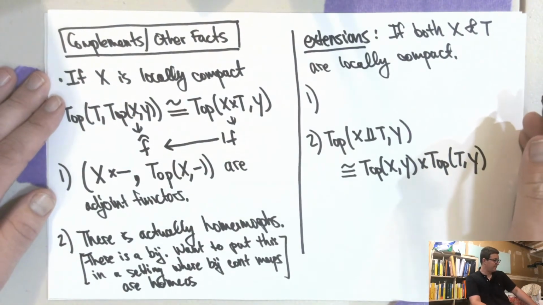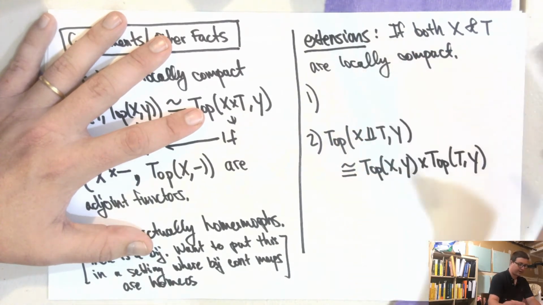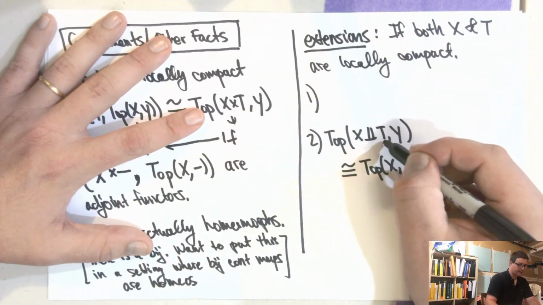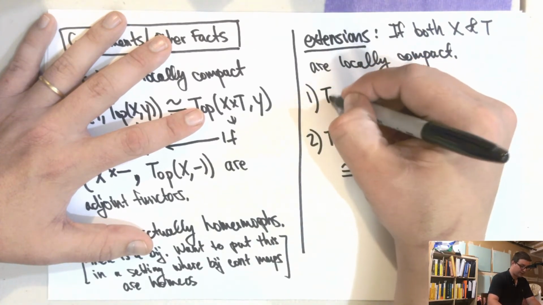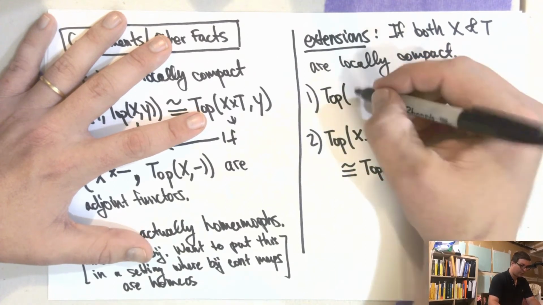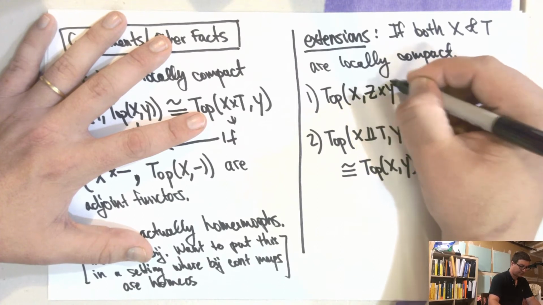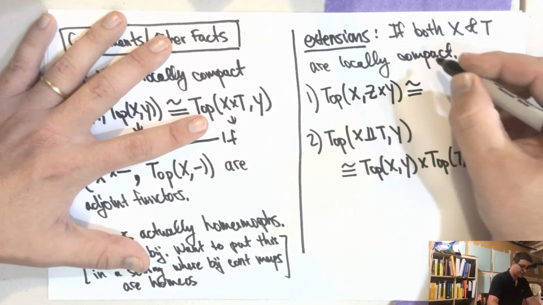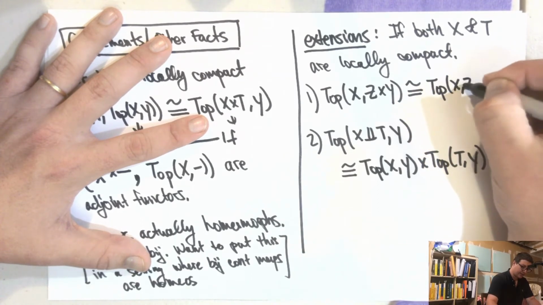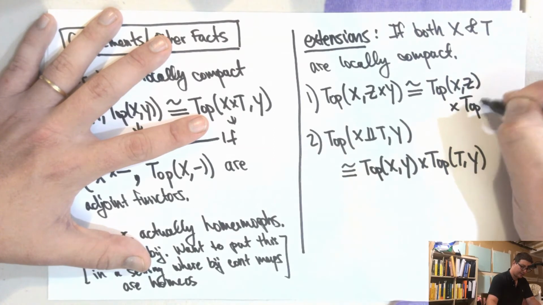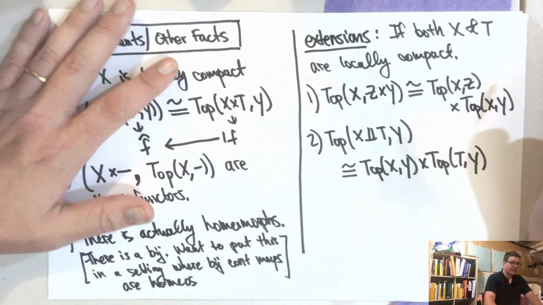The other thing we're going to have is that this behaves well on products on the other side. If you have a coproduct here, then it breaks up like this. But we can also do the coproduct on the other side. So we can do Z cross Y, and this is isomorphic to Top(X, Z) cross Top(X, Y). Okay, so how do we prove these things?